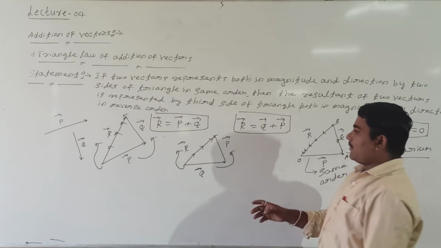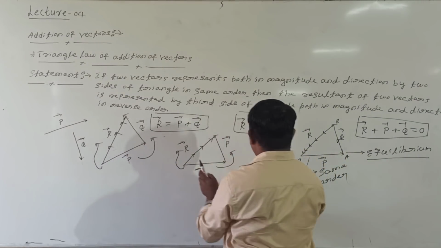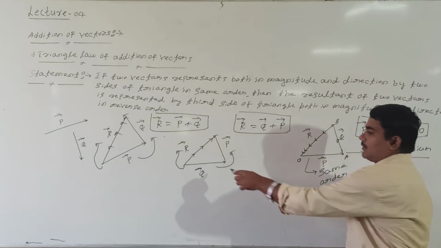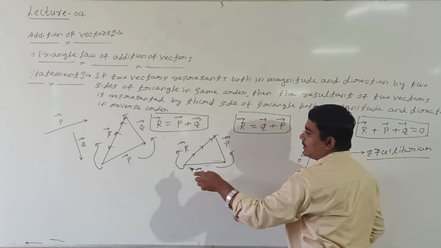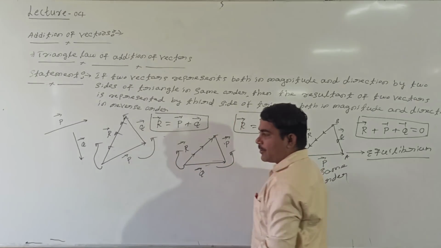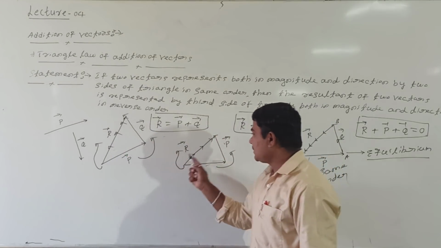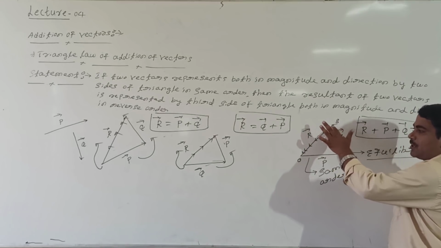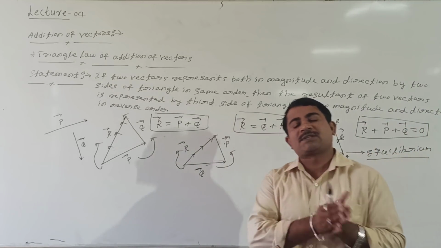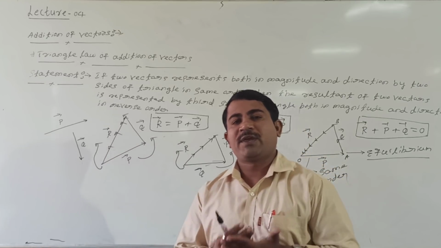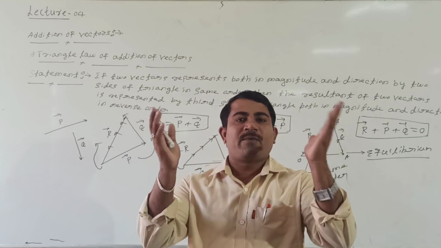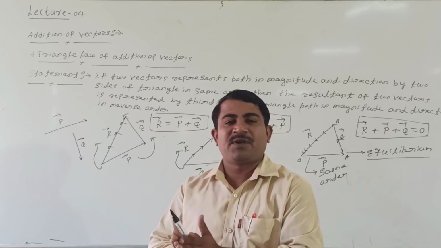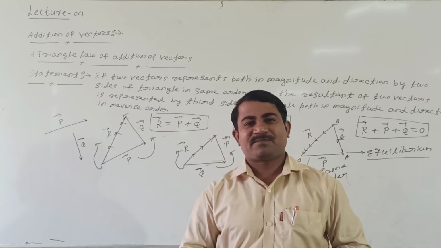Look at the difference between this diagram and this diagram. P and Q are in the same order. What about R? R is in reverse order. But look at it here. P is in the same order, Q the same order, R also the same order. If three vectors are in the same order, then the sum of all vectors is 0. That condition we call the equilibrium condition.